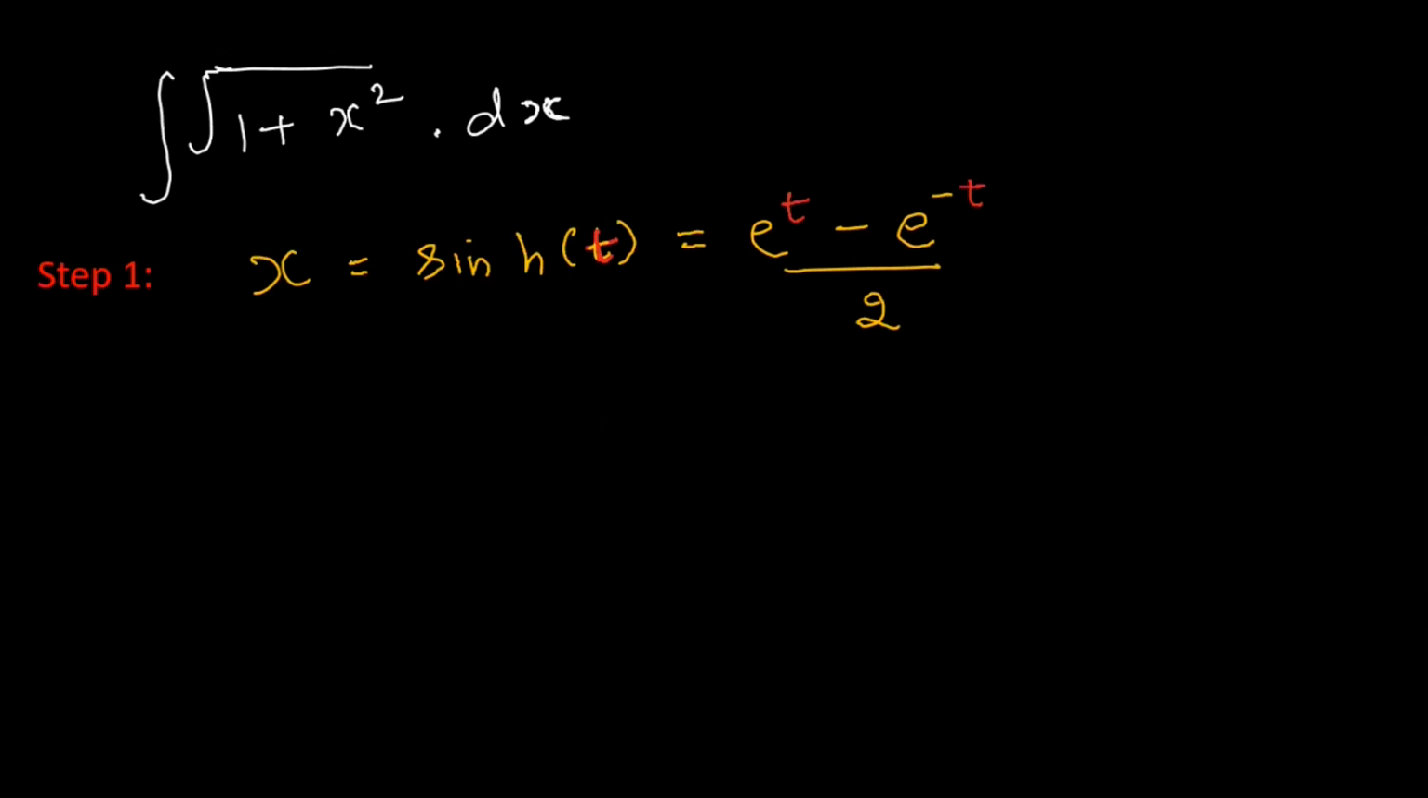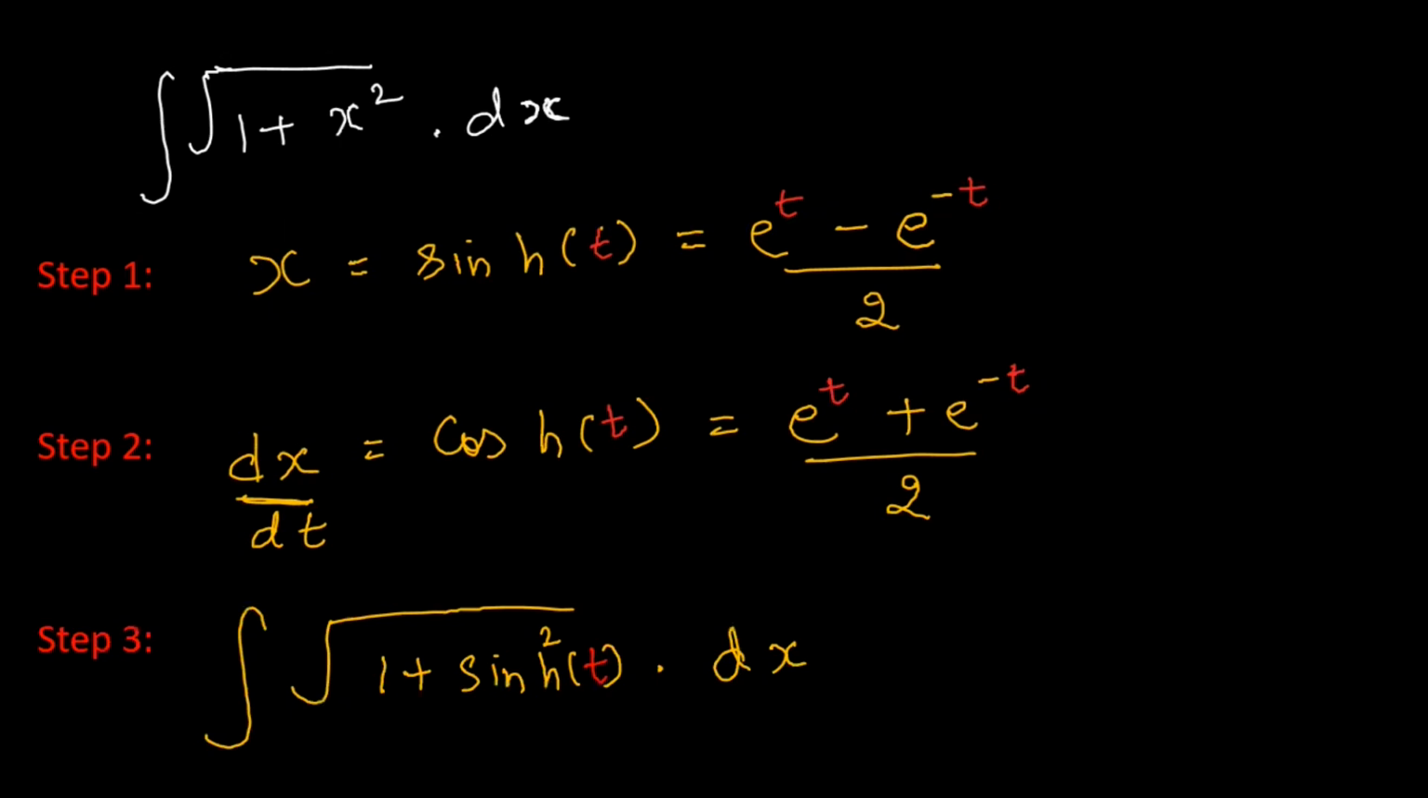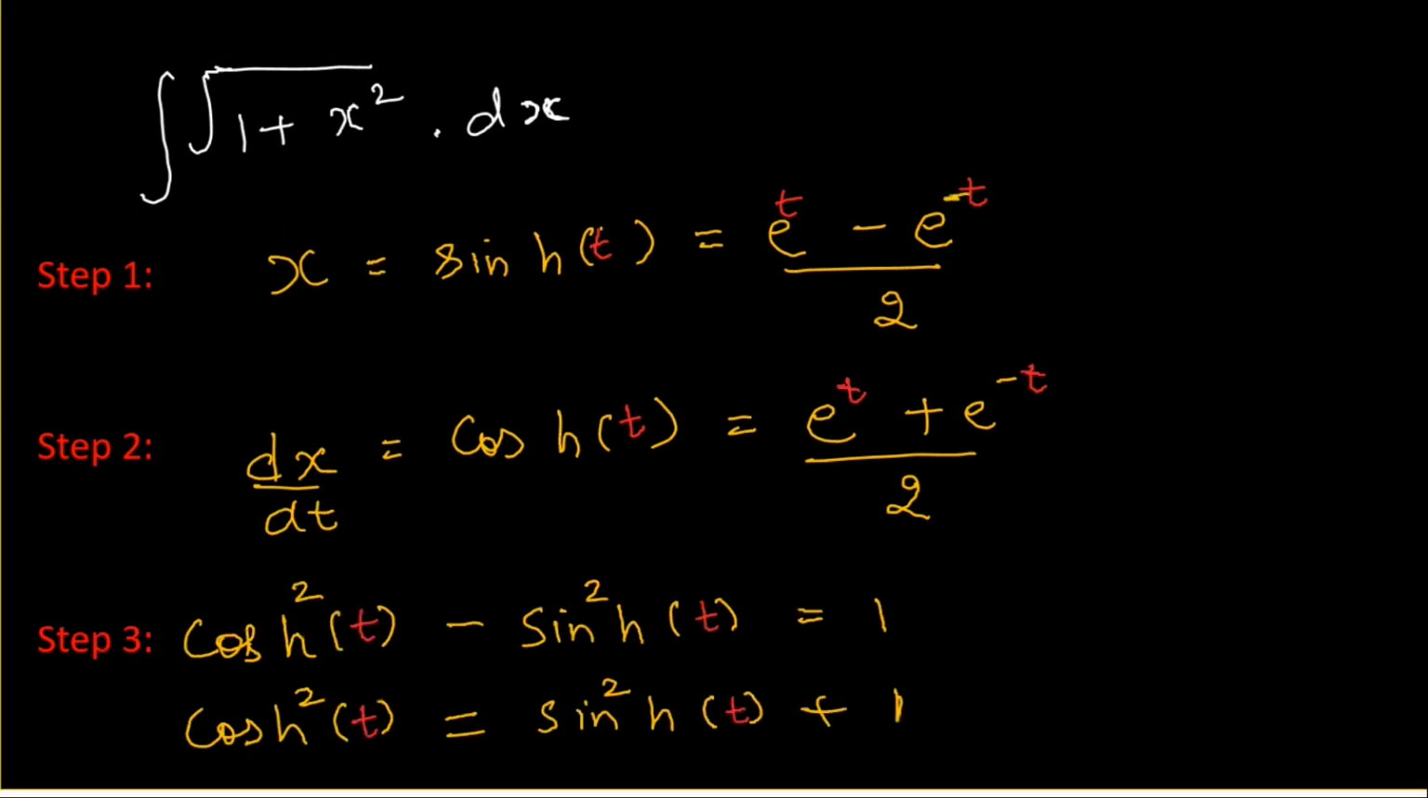It's up to you. Step 2 is to differentiate, dx by dt, in order to change everything in terms of t. So dx will be cosh of t dt, and that will become this. The third step will be substitution. Here you're going to replace x by sinh of t, and you're also going to replace dx by cosh of t dt.